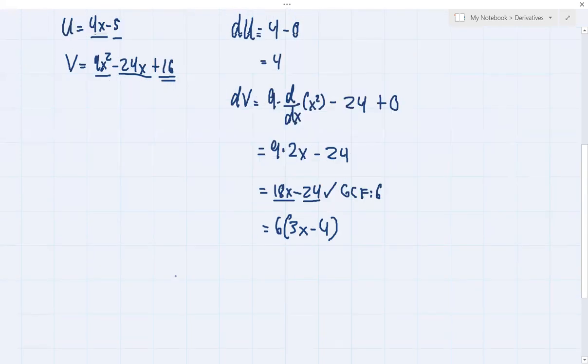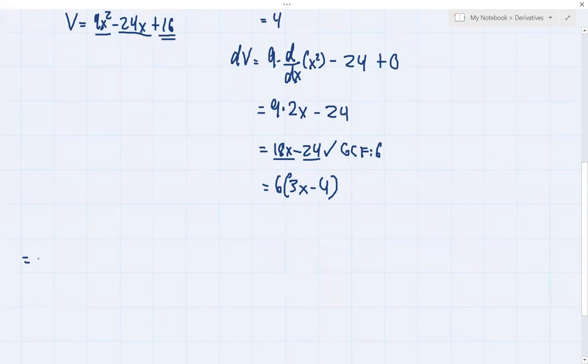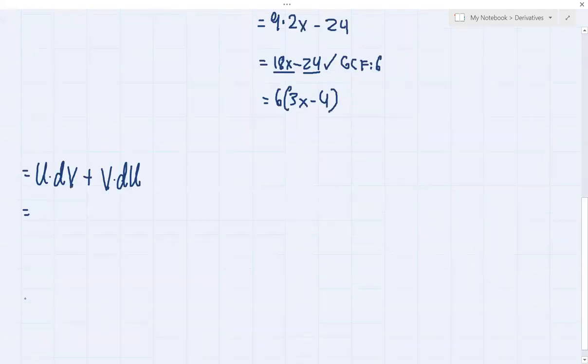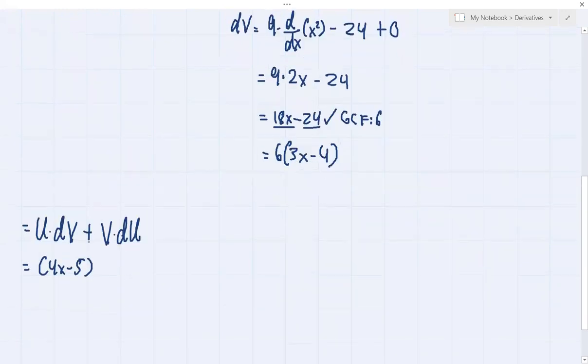Now, let's substitute. So dito na ako maglagay ng solution. So u times dv plus v times du. So let's start with u. So u, we have quantity 4x minus 5. dv, we have 6 times quantity 3x minus 4.